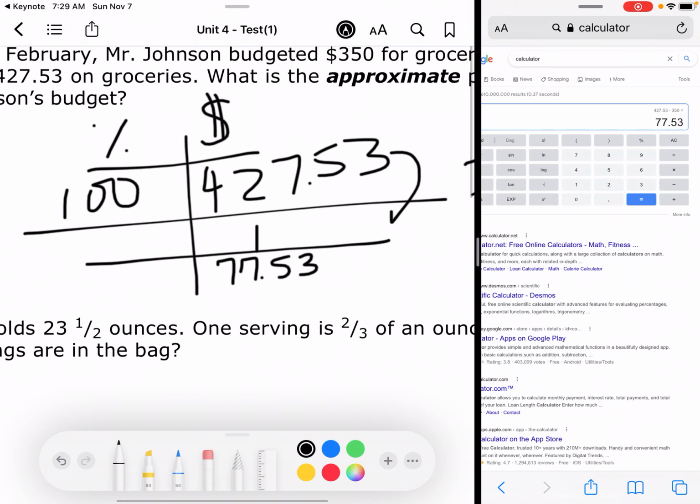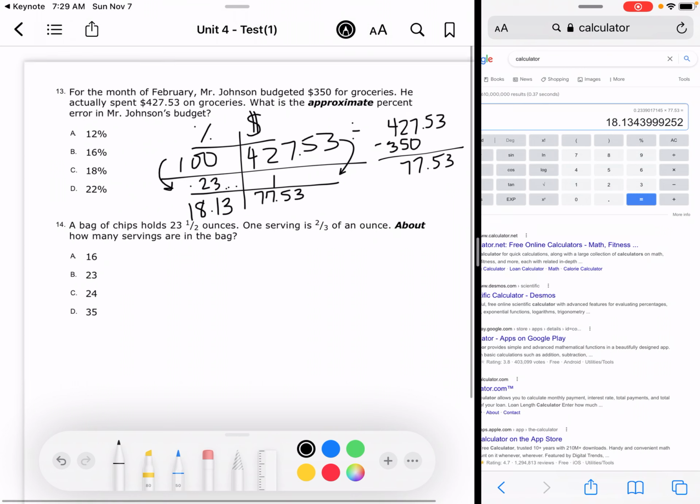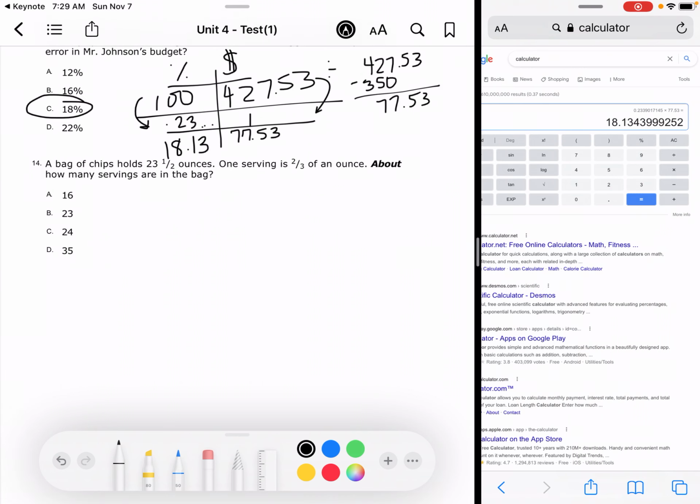So now I'm dividing by 427.53. So 100 divided by 427.53, and then I'm going to multiply by 77.53. And I get 0.23, 18.13. So when I look, it should have been C.